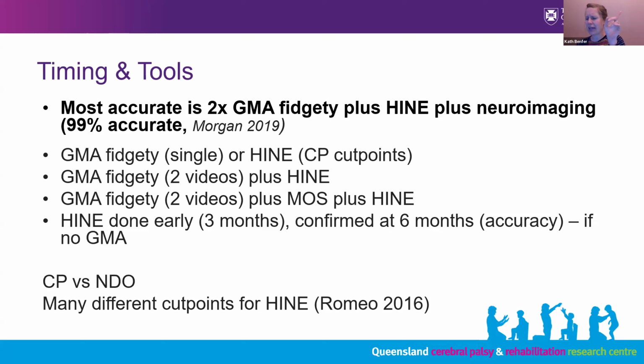And just to flag, again, I think it will come up at future webinars, but there are different cut points published for the HINE with different levels of accuracy, depending on which cut points you use. And also they pick up kids who are more likely to be CP versus kids who are more likely to have adverse neurodevelopmental outcomes. So being considerate about which cut points you use can also make a difference.